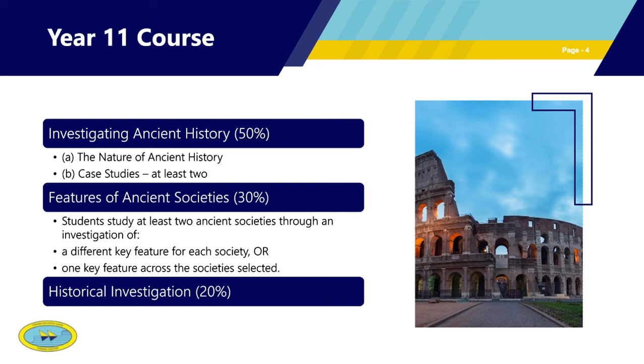The other part we do is the features of ancient societies, worth 30%. And in this part, we'll look at 2 different societies. The first one, we'll look at New Kingdom Egypt. So sort of on the back of Deir Medina, we'll look at New Kingdom Egypt, and we'll do a very close study of the role of women in New Kingdom Egypt.